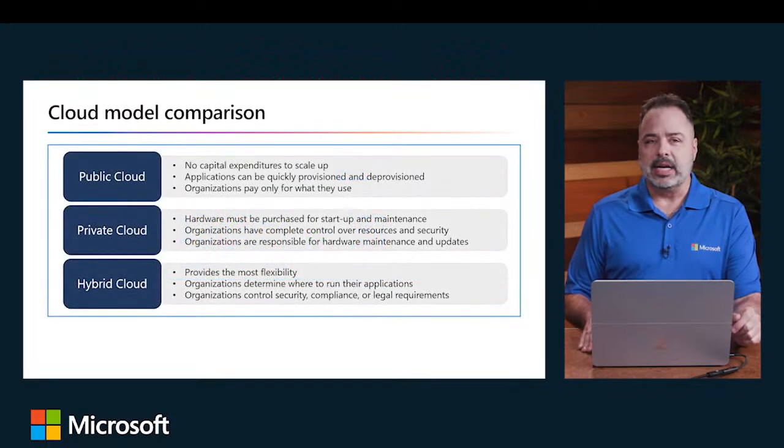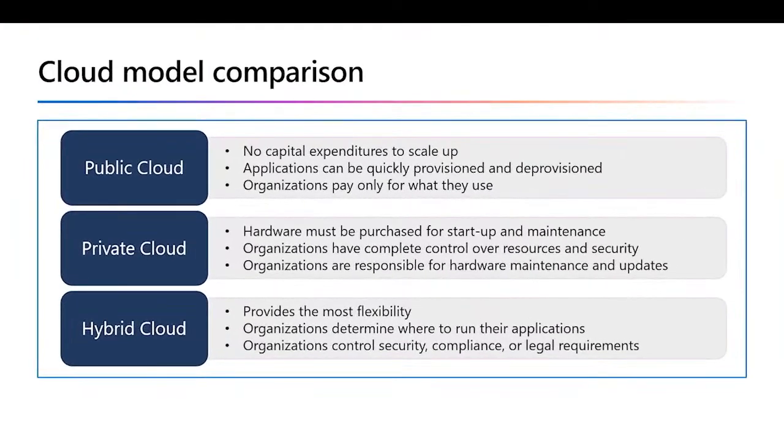When comparing the three types of cloud, it's important to understand their unique characteristics and benefits. Starting with the public cloud, this model requires no capital expenditures to scale up, making it a cost-effective option for many organizations. Applications can be quickly provisioned and deprovisioned, allowing for rapid deployment and flexibility. Additionally, organizations only pay for what they use, which can lead to significant cost savings.